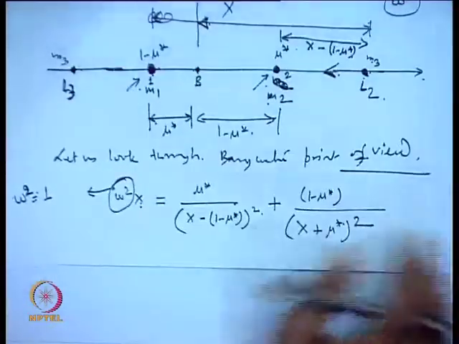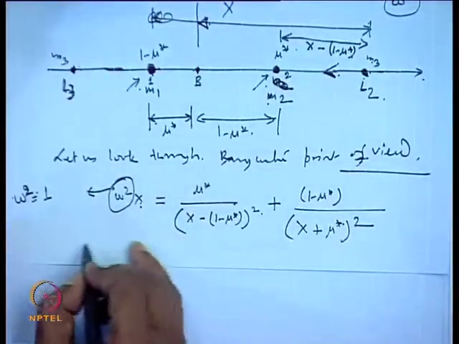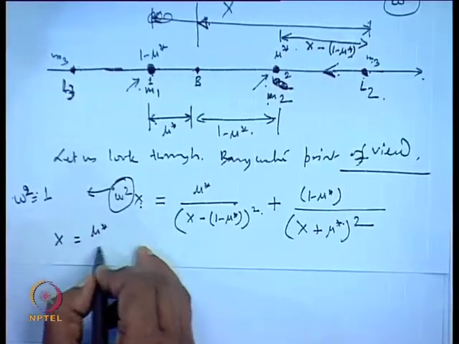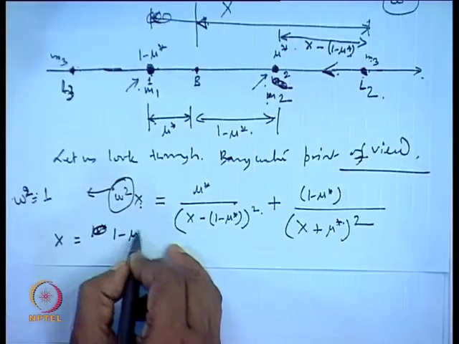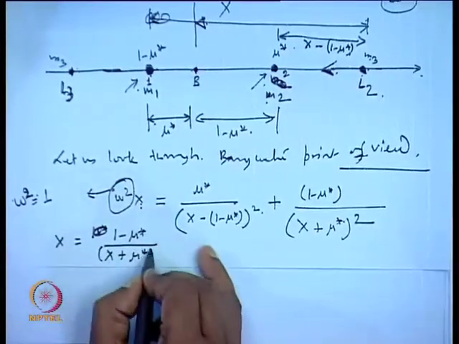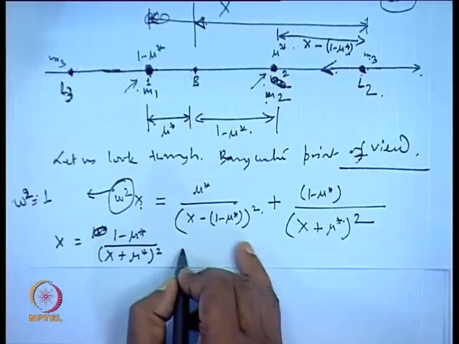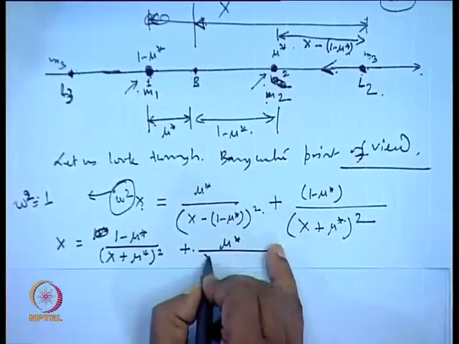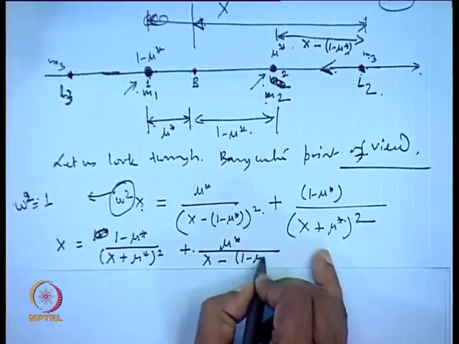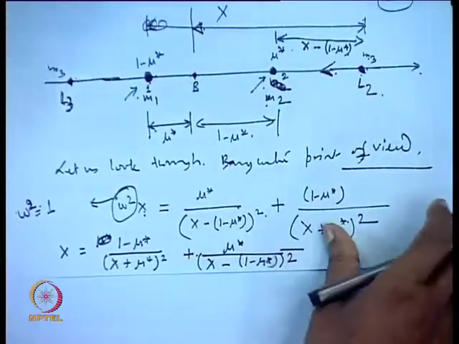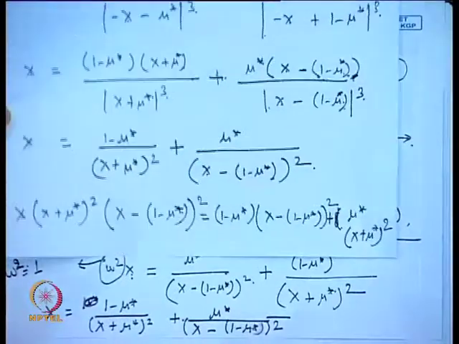So, once omega square is equal to 1, simply what we get is x equals mu star times 1 minus mu star divided by x plus mu star whole square, plus mu star divided by x minus 1 minus mu star whole square. Now, compare it with equation number f that we have just written.